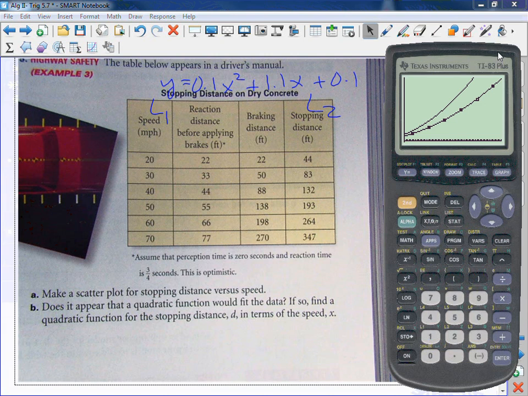I want you to see how off tenths were. Thousandths, you're getting close. Any questions on this? That's all there is for this lesson. It's all calculator.